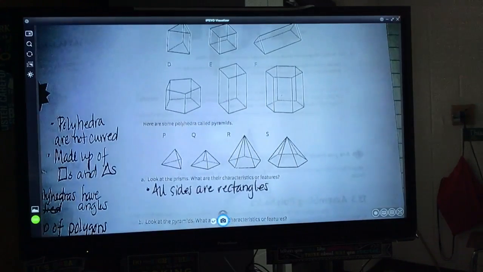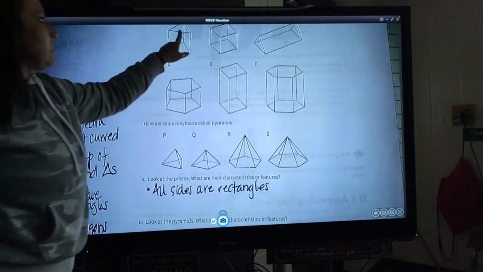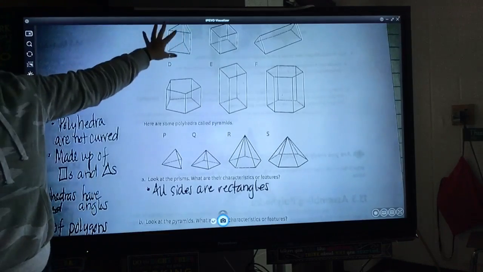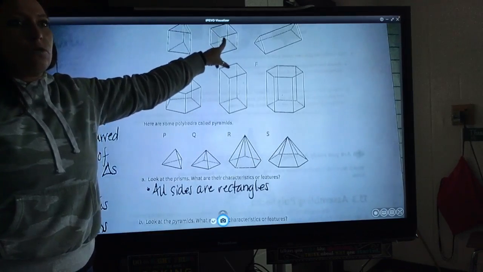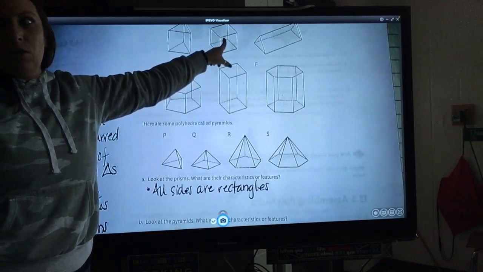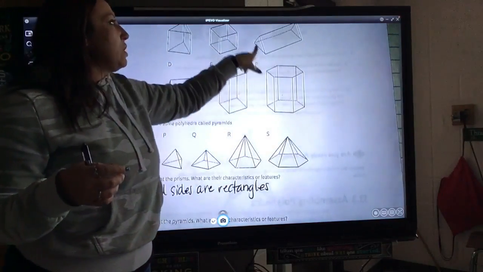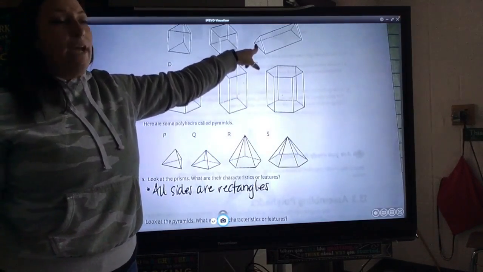Now their bases are different. The bases are the top and the bottom. So the base of A, what shape is that? Triangle. So that's a triangular prism. All the ones in this one are squares. So what type of shape is this? No, it's a cube. This one, the base is what shape? Triangle, so it's a triangular prism.